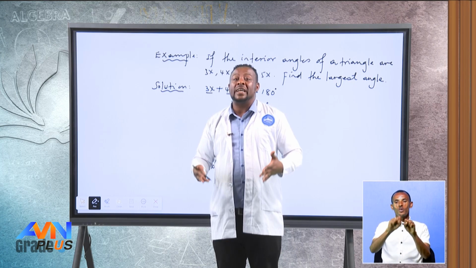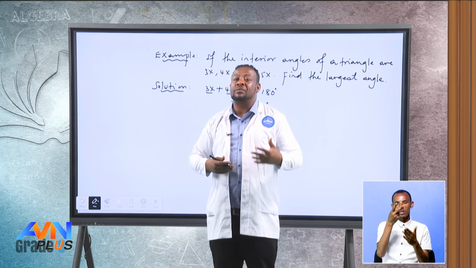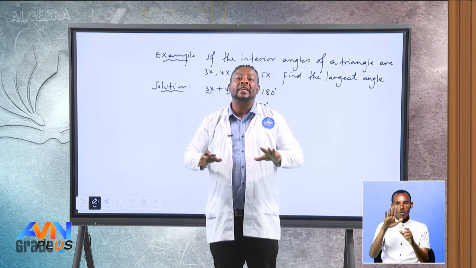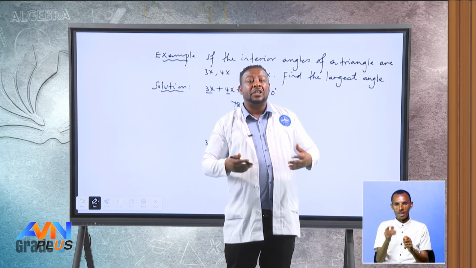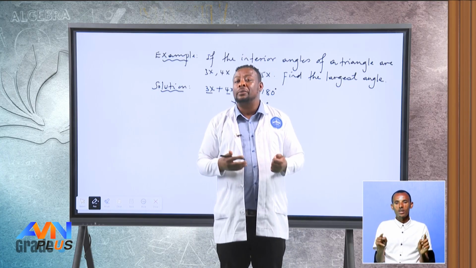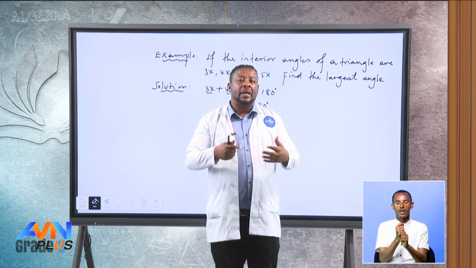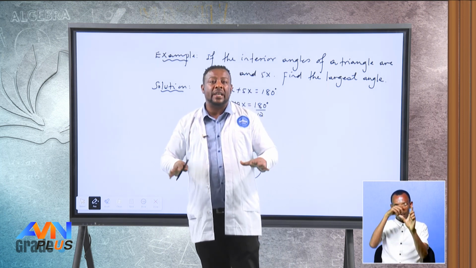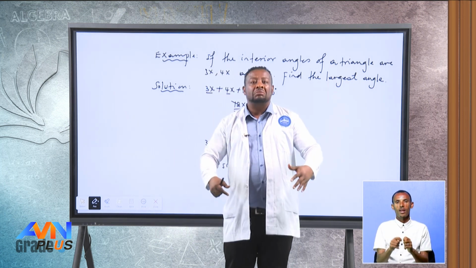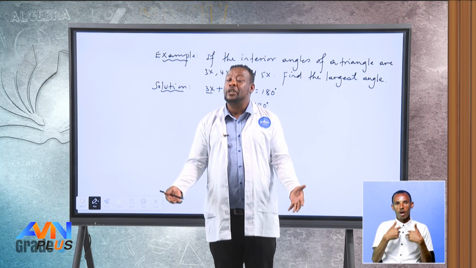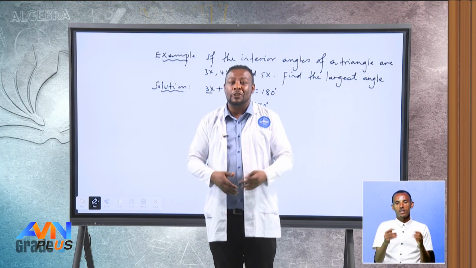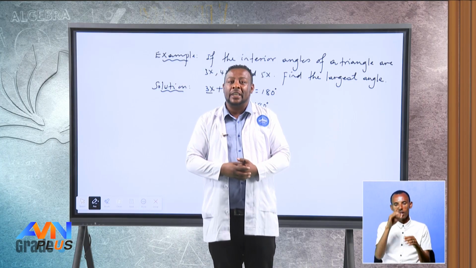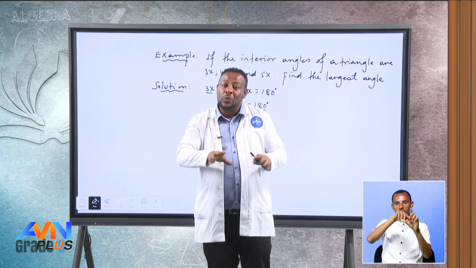So far in this lesson, we have seen how we can find the unknown interior angles of a triangle. Using different scenarios, we were able to find the unknown angles for a certain triangle. And if you have the ratio of the interior angles of a certain triangle, you can find each of the interior angles.